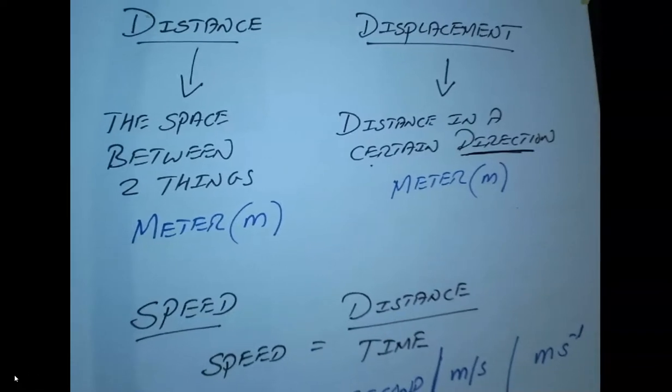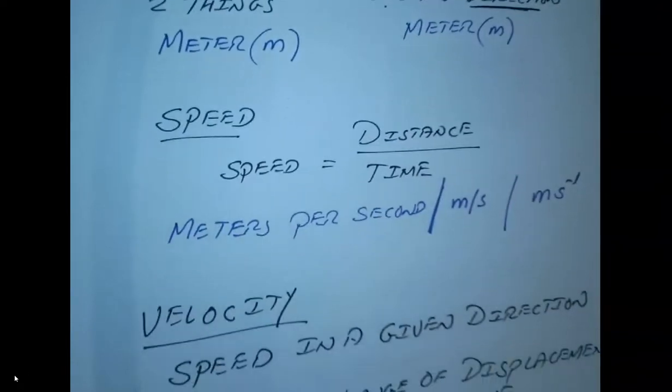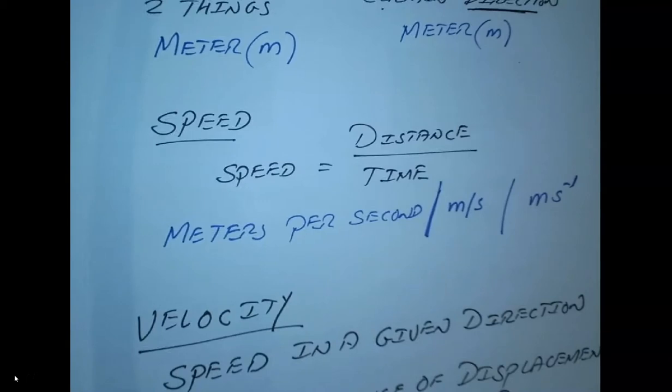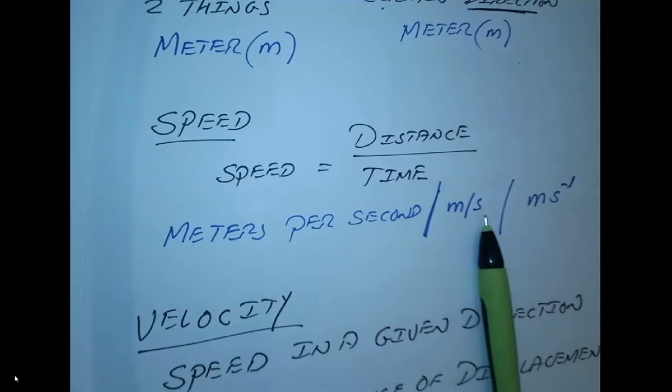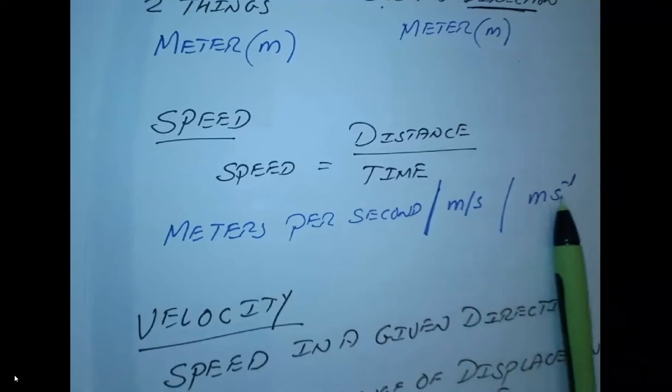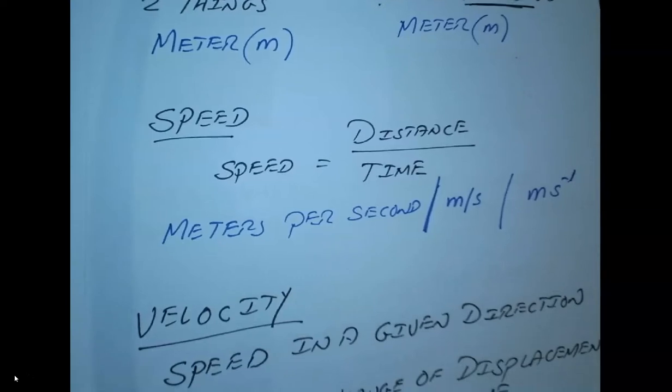You probably have come across the idea of speed many times, and speed is simply distance divided by time. You can say it's the rate of change of distance with respect to time, but I think the formula distance over time is one that most people are familiar with. The units of speed are meters per second. We can write it meters/seconds, or the more modern way is to write it meters seconds minus 1. Speed is distance over time. Most of you are familiar with that.